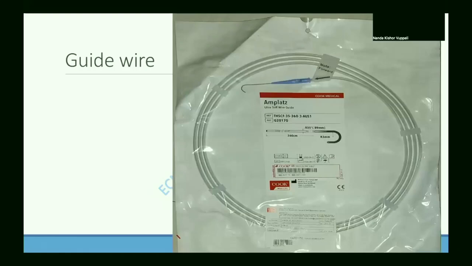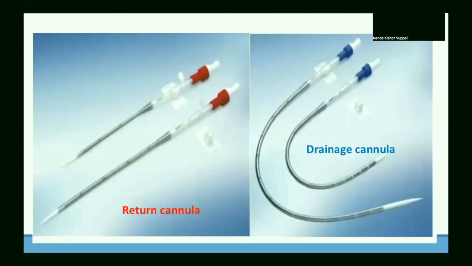So this is a guide wire which we use, usually 150 to 200 centimeters. Stiff guide wire, we use it with a J-tip. And then you get two kinds of cannulas. Return cannulas are a smaller one with a single opening at the end. And the drainage cannulas, which are longer and with multiple holes.